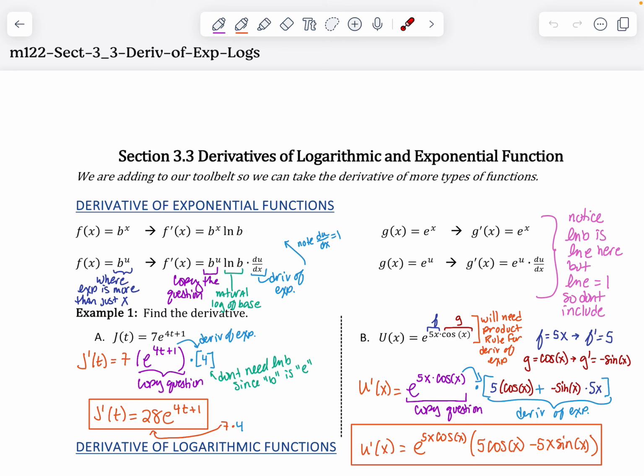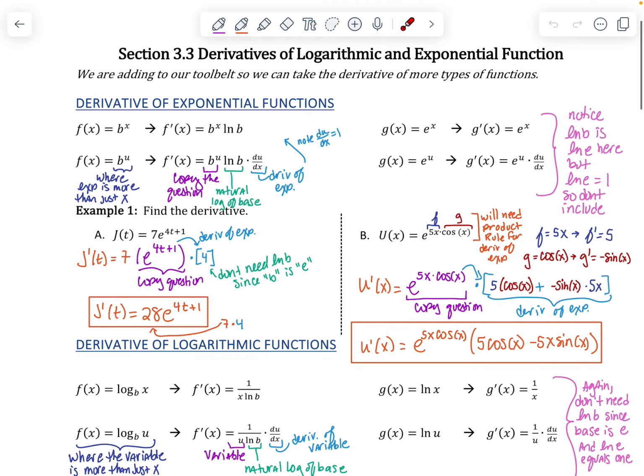Now keep in mind there is a special case because both formulas use the natural log. What if our base was e? We would still copy the equation. But when it comes to the natural log of the base, in this case our base is just e. So we would be taking the natural log of e, but that can be simplified to 1. So we don't need to say times 1. Same thing down below. We're going to copy the equation, but the natural log of e is going to be this invisible 1, where we just need to worry about taking the derivative of the exponent.